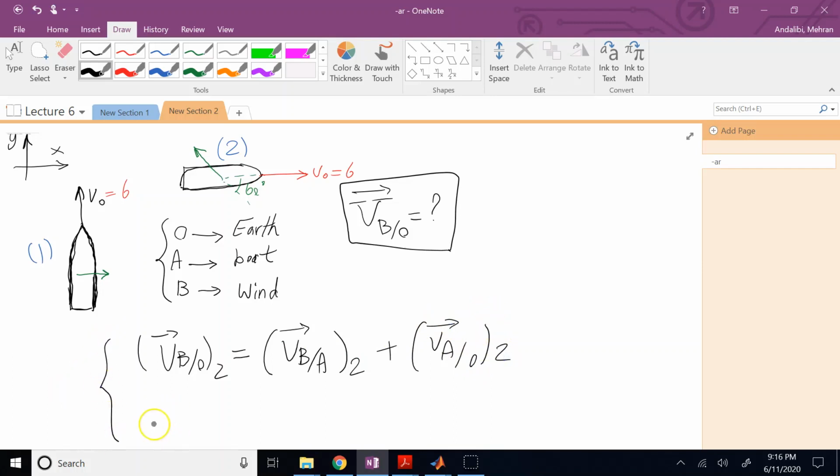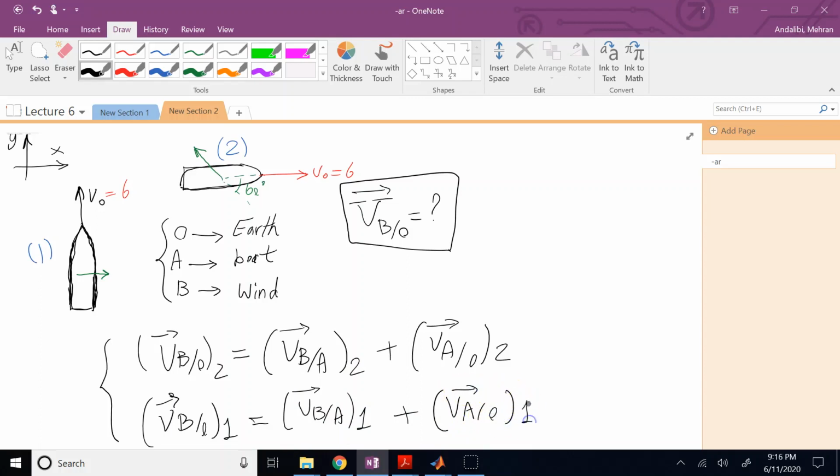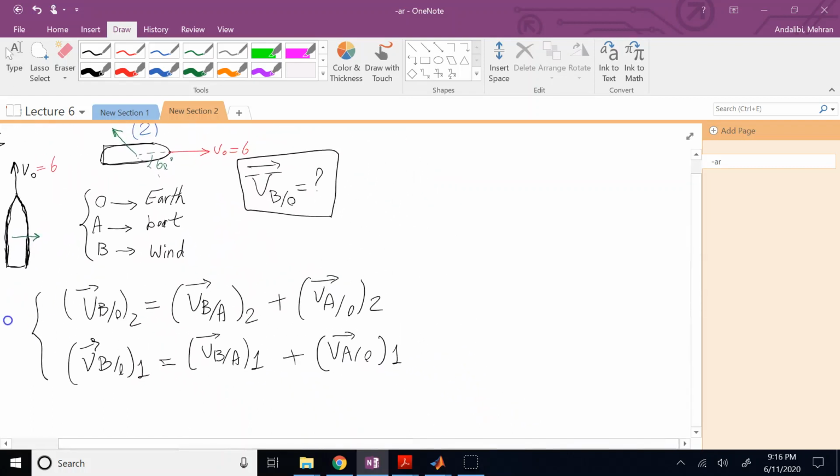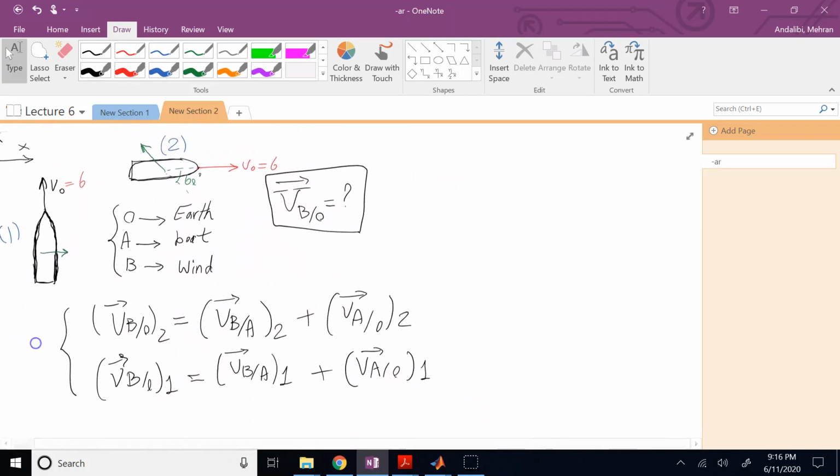Okay, and similarly I say velocity of wind with respect to the ground or earth in position 1 is velocity of wind with respect to boat in position 1 plus velocity of boat with respect to the earth in position 1. So I apply this formula that I just learned to both situations. Now, let's see what we know about each one of these components.